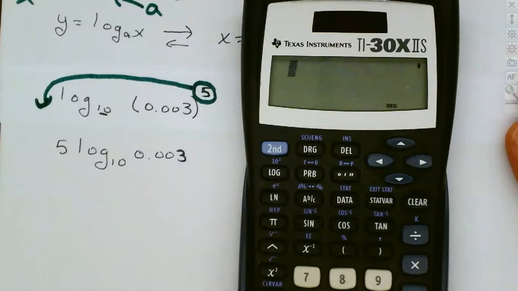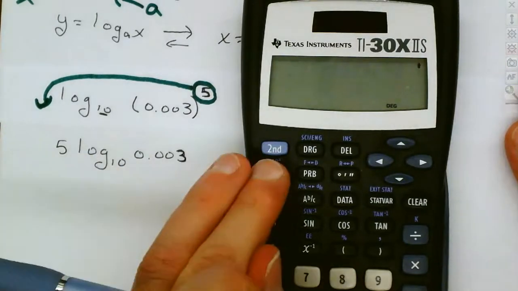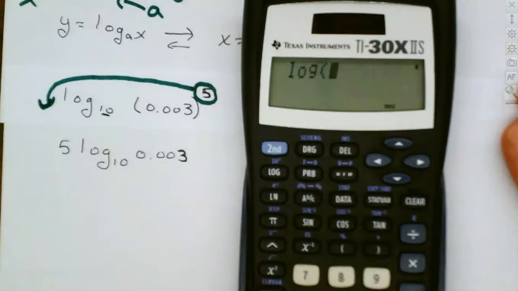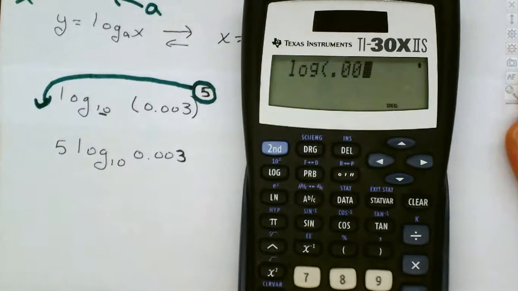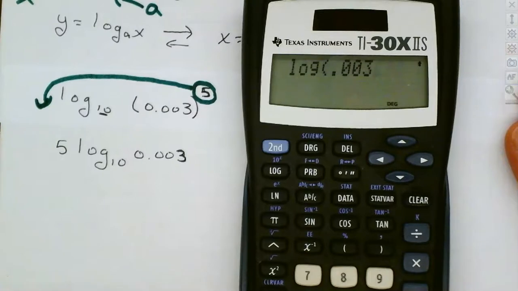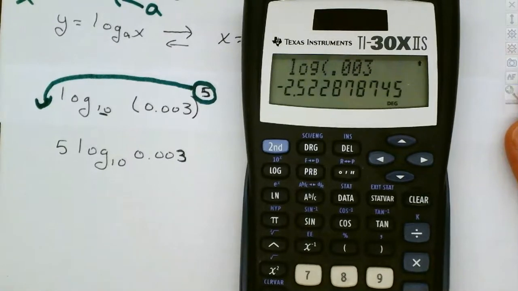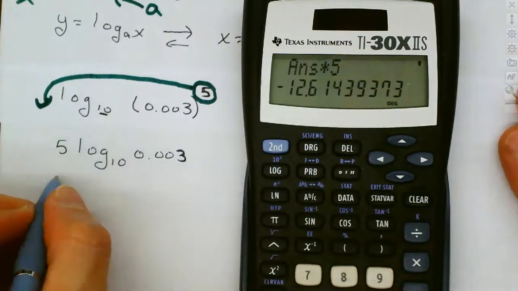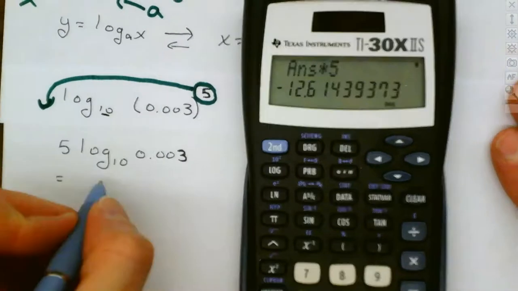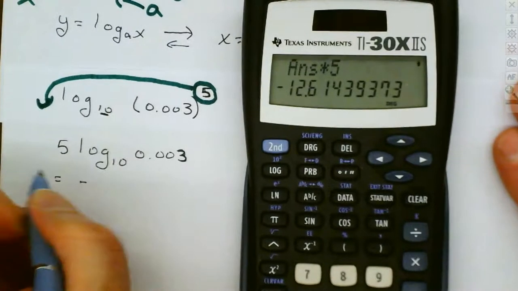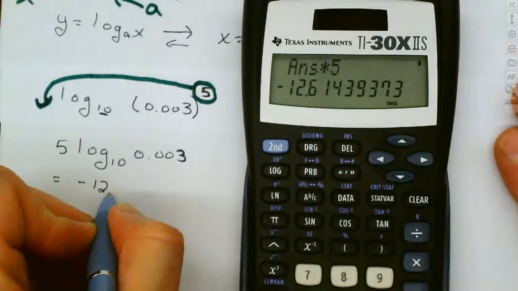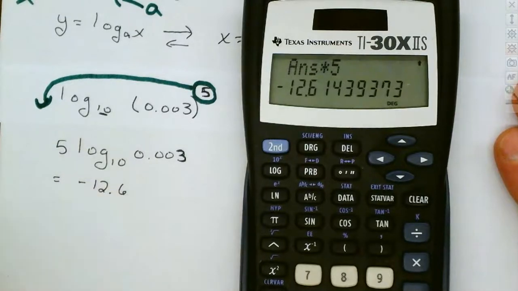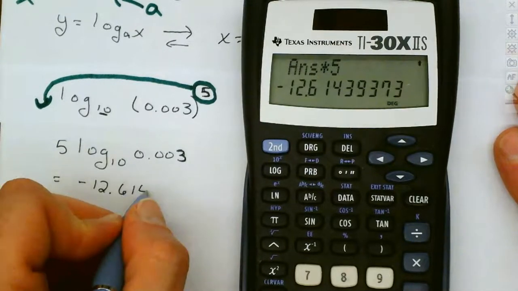So how would I break this down? On this style of calculator, I would hit my log key, and then I would type in 0.003. Then I would hit enter, and then I would multiply it by 5. And that gives me, for my final answer, minus 12.614, if we round to 3 places.